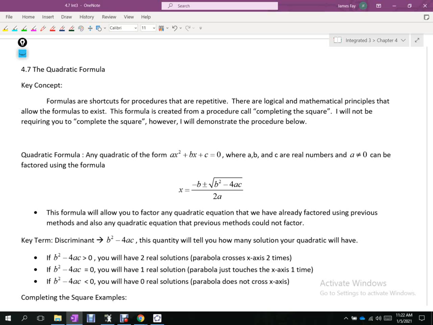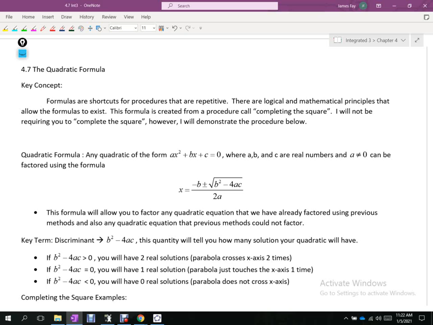Okay, we may discover, and that's another word. So this formula is created from a procedure, from a procedure called completing the square, which we're not going to do. Maybe you've heard that before in Algebra 1. I'm not going to waste your time right now with completing the square.